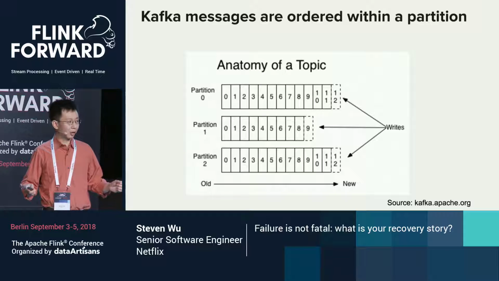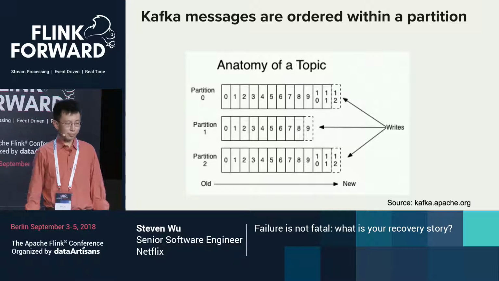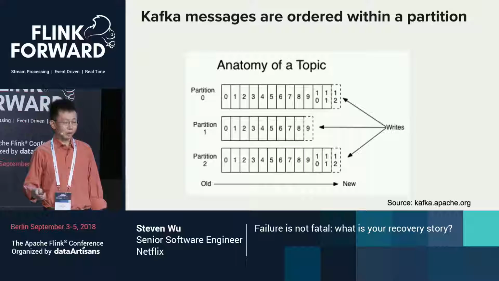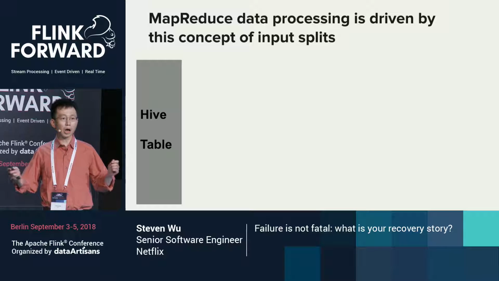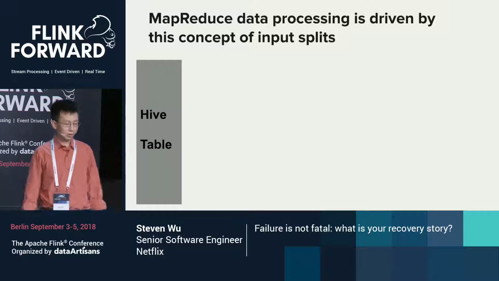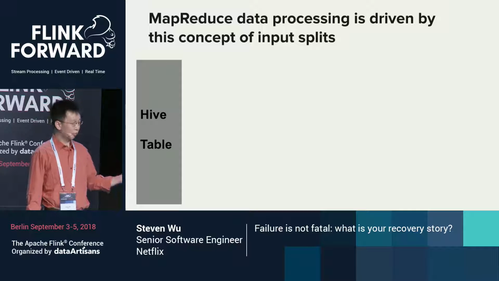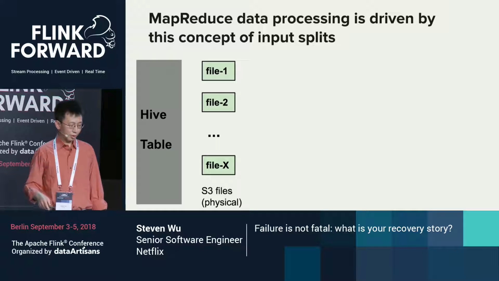With Kafka, the messages are ordered within a partition. But we cannot get the same kind of ordering behavior from a Hive source. To understand that, let's first look at how MapReduce processes data in a distributed fashion. It's driven by the concept called input splits. Here I have a Hive table. It has a list of physical files on S3.